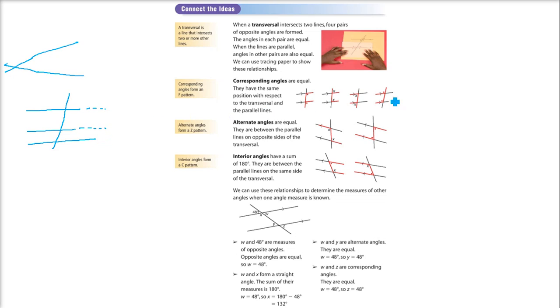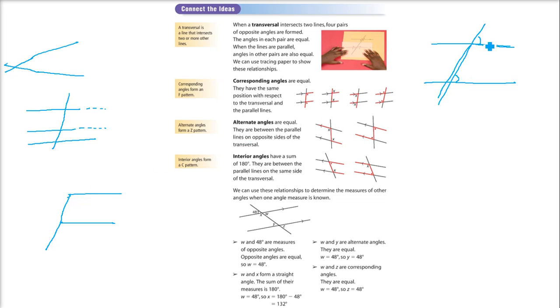If you take two parallel lines and a transversal intersects them, we get certain angles. There are certain pairs of equal angles when the lines are parallel. Angles in other pairs are also equal. And how can we find them? First of all, when it forms an F, these are called corresponding angles.